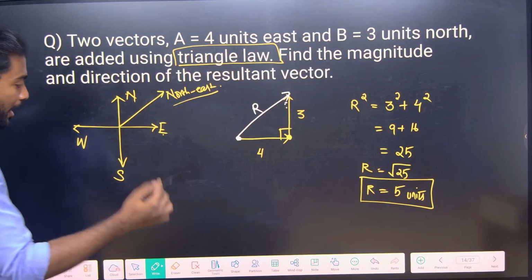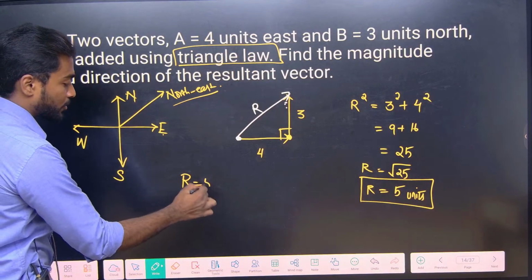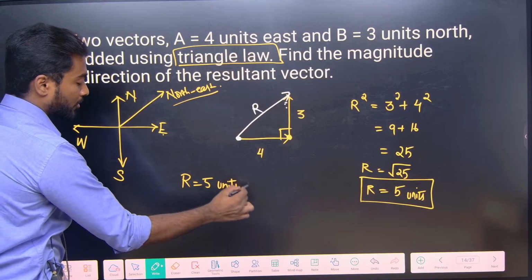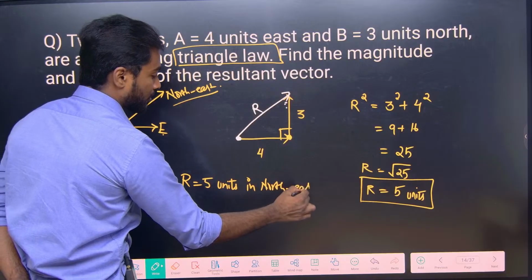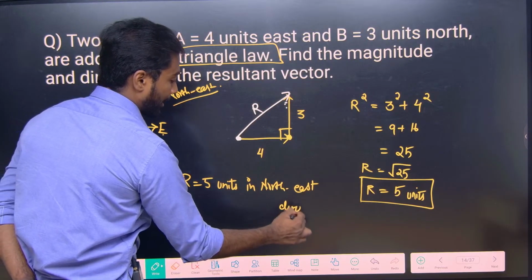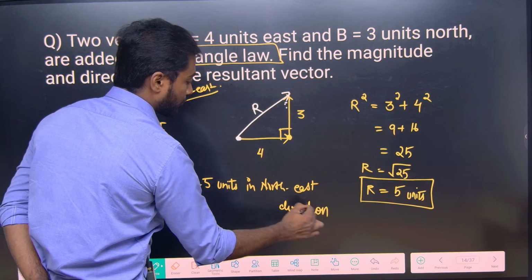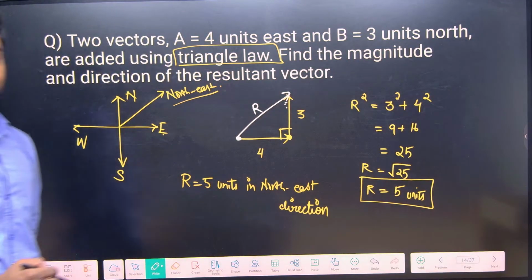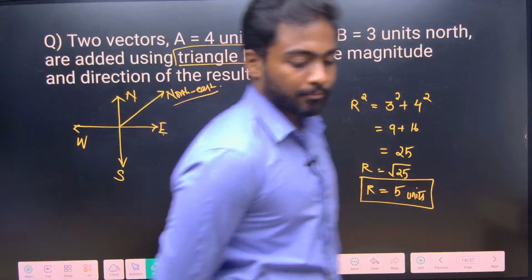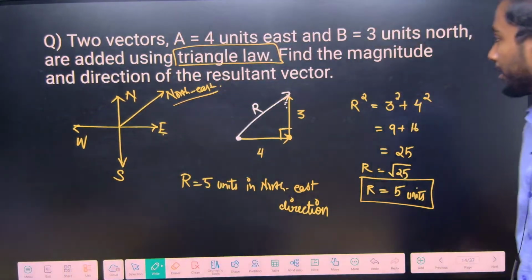So the answer is R is equal to 5 units in northeast direction. R is equal to 5 units in northeast direction. That's my answer. Okay, you can take a note of this.